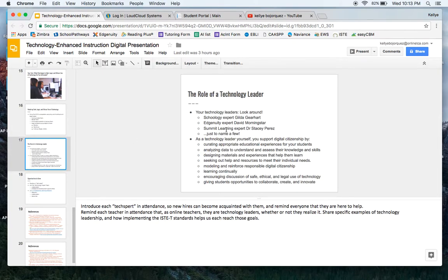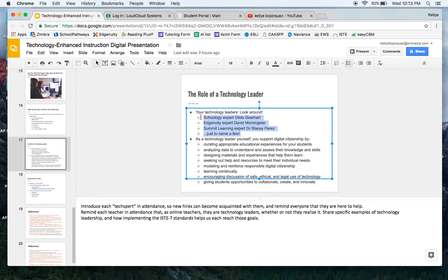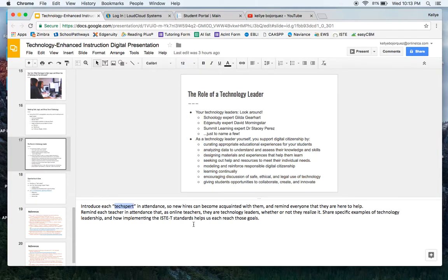The role of a technology leader. We have wonderful technology leaders on campus, and of course I would want to bring them forward and introduce them, but also remind all of my staff that we're all technology leaders. These are some great ways that they are not only expected but encouraged to support digital citizenship. And of course, we've got techsperts, and I would want to bring those people forward and introduce them.